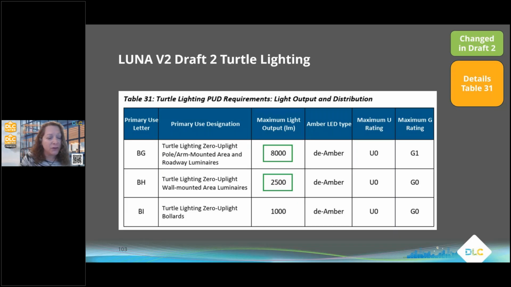And then in Draft 2, we have increased the maximum light output for turtle lighting area and roadway luminaires to 8,000 lumens, and the maximum light output for turtle lighting wall-mounted area luminaires, or colloquially known as wall packs, to 2,500 lumens. And I just want to point out that we have several new key questions for Luna version 2 in Draft 2, and look forward to hearing from you on these proposals and changes. Thank you very much for your support for Luna, and I will turn it back over to Casey.